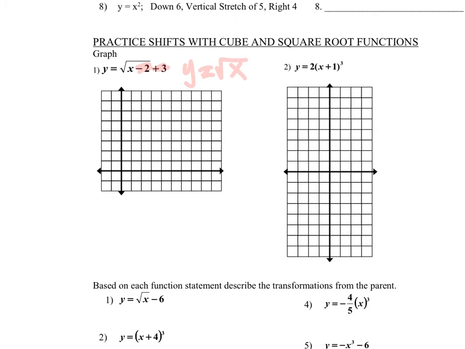The square root of x is the original. And remember, the square root of x looks like this. But in this case, it has a -2 on the inside and a +3 on the outside. So remember, if there's something on the inside, it means left or right. In this case, it's inside the radical, so this would be right 2 units. And then the +3 would be up 3. So I'm going to take this point, and go right 2, 1, 2, up 3, 1, 2, 3.